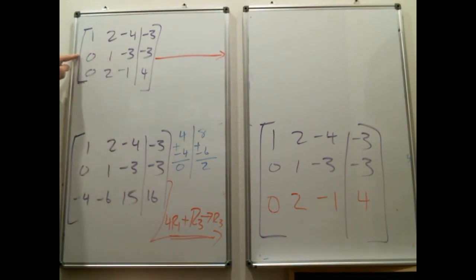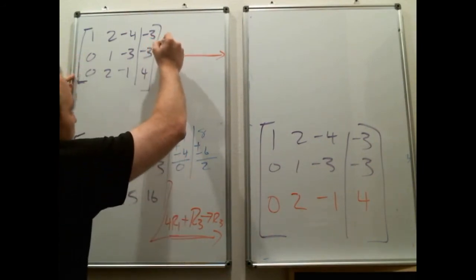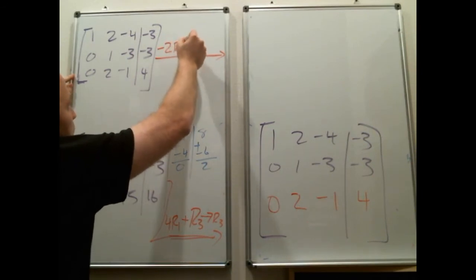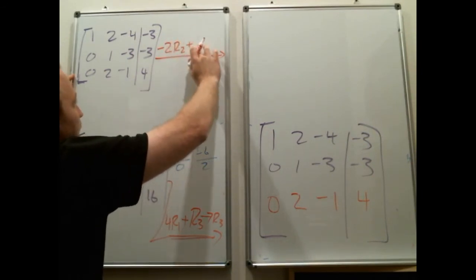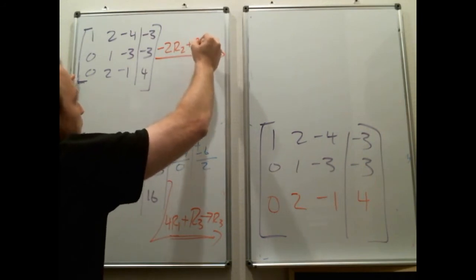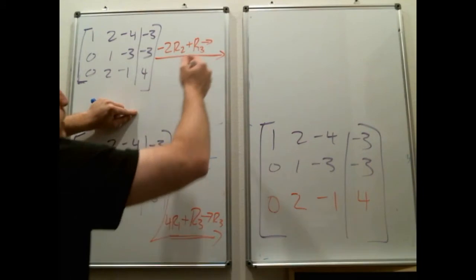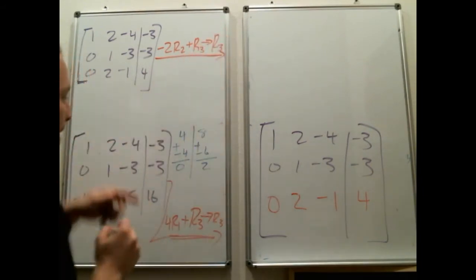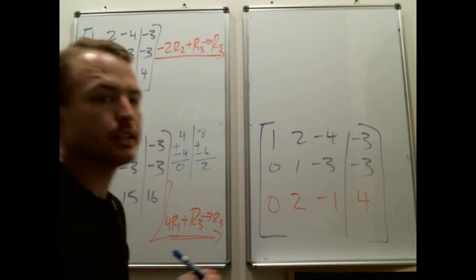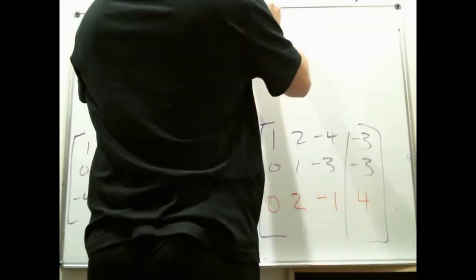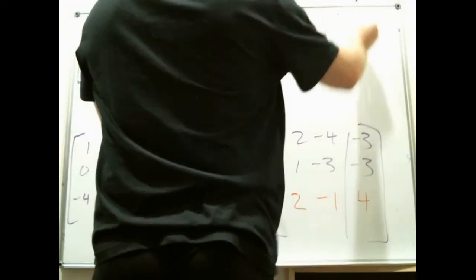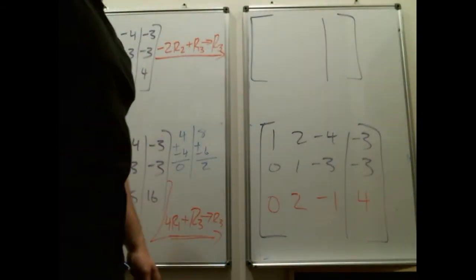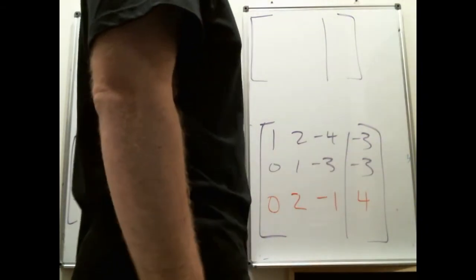Alright, so now we want to use this row to make this entry a 0. So I need to add negative 2 to this. So I need to multiply row 2 times negative 2 and add it to row 3. So negative 2 times row 2 plus row 3. And that's going to give me row 3, whichever row I want changed. Alright, pause at any time if you want to try any of these. Alright, here's my matrix. And I want to write the rows that are not changing, which are rows 1 and 2.